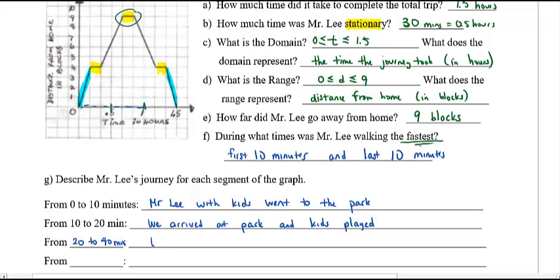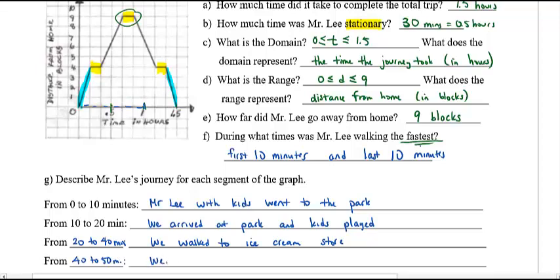So we walked to the ice cream store. And then guess what happened at that point? By the way, the ice cream store was probably the farthest away from home, right? 9 blocks away from home. So from, in this case, 40 to 50 minutes, do you know what happened?